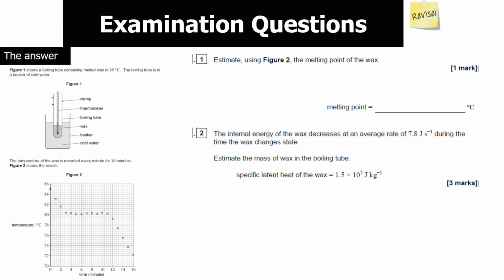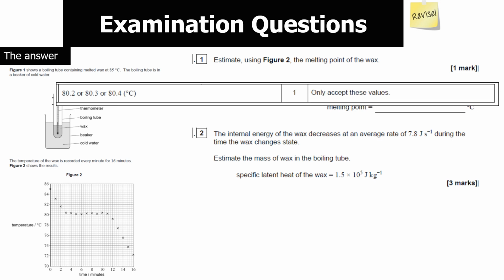Right, so how do you answer this first question? Well, you should know that when you change state, the melting point will be when you have a straight line on a temperature-time graph. So you look across and the straight line is occurring at about 80.2 to 80.4 degrees Celsius. When I say straight line, I mean flat line.